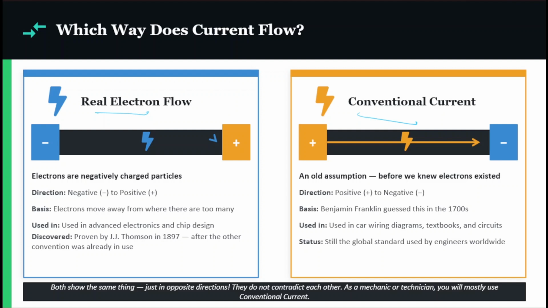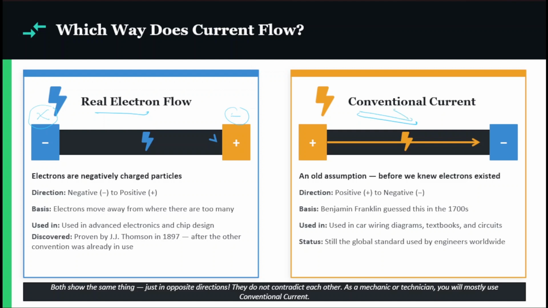But actually, is it like that? Actually it is not like that. The flow of electrons is from where there is a higher amount of electrons to where there is a lower amount of electrons. That is the actual flow. This was found by J.J. Thomson in 1897, when it came to be known that there is something called electrons. The actual theory is used in advanced electronics and chip design. But we are following the conventional theory in most of our automobiles.